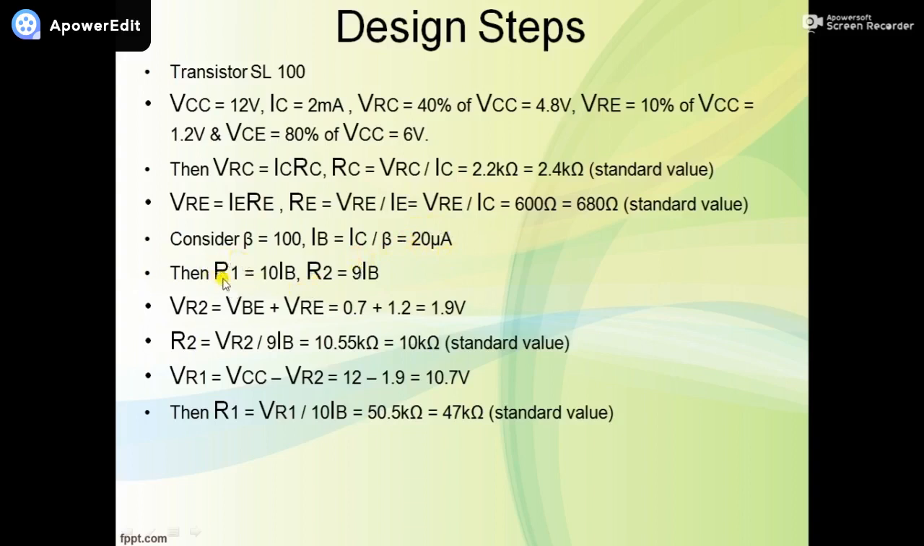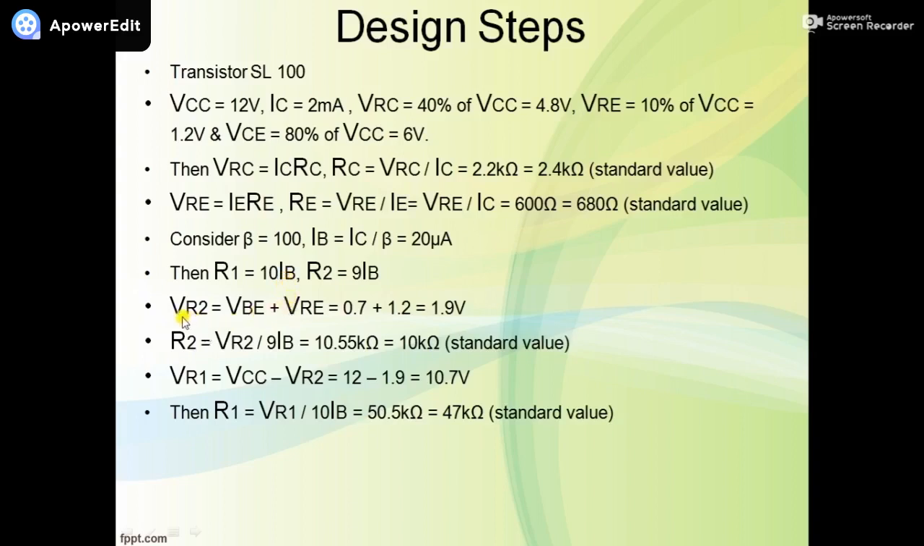Next our aim is to calculate the resistors R1 and R2. We need to follow these two equations in the voltage divider biasing method to get a stable output voltage. So we need to follow: R1 is equal to 10 times IB, R2 is equal to 9 times IB, because IB is a very small amount of current, measured in microamperes.